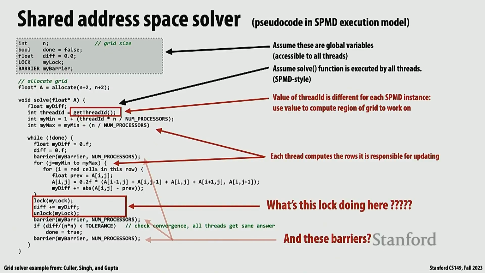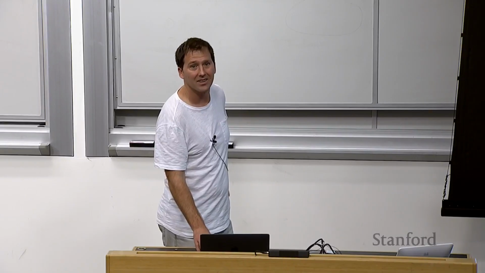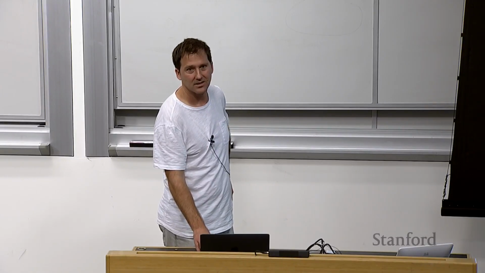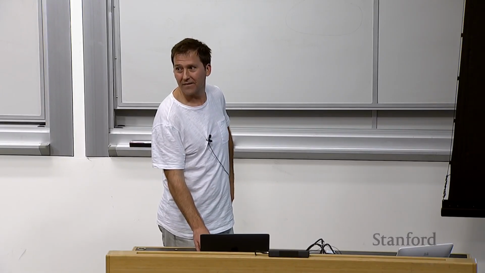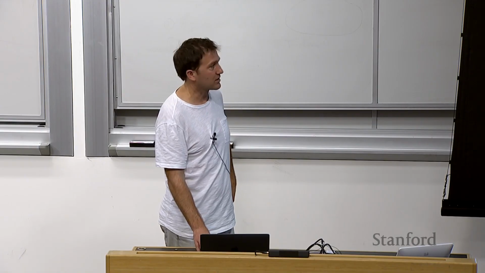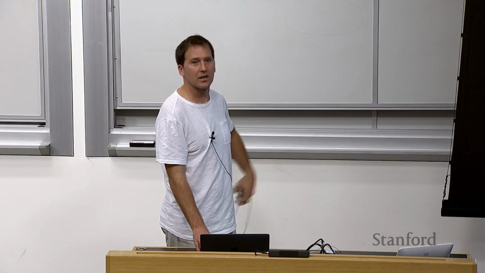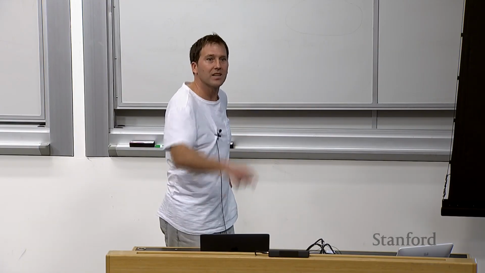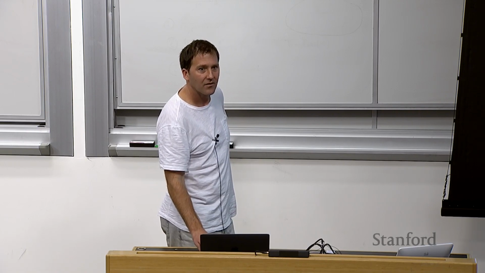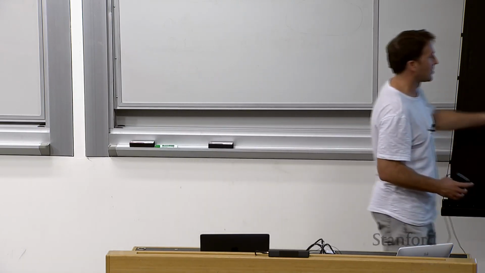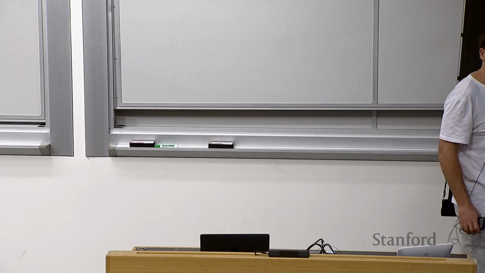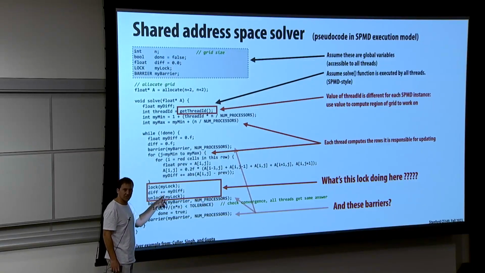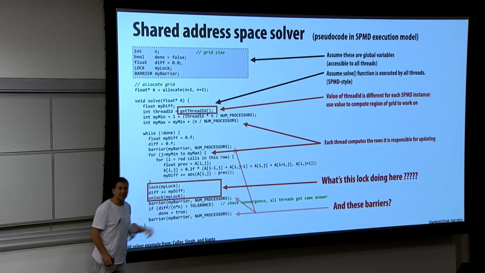Why do I have lock, unlock around this line of code? Okay, and what could go badly if I did not lock that? Race condition. It's a race condition, but in the specific terms of this program, what could go badly? Some thread could read diff while some other thread writes. Okay, so we need to make sure that this change to this shared variable is atomic.